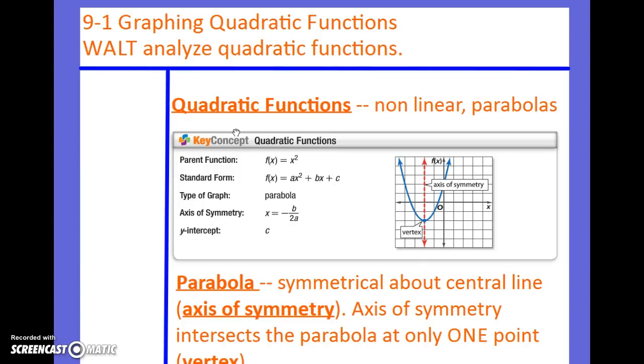So if you notice here, up in this key concepts box, you have the standard form of a quadratic: ax squared plus bx plus c. And then you have this axis of symmetry, which is x equals negative b divided by 2a. Okay, and once you have your axis of symmetry, you can then find your vertex point, which is what I'm going to show you.